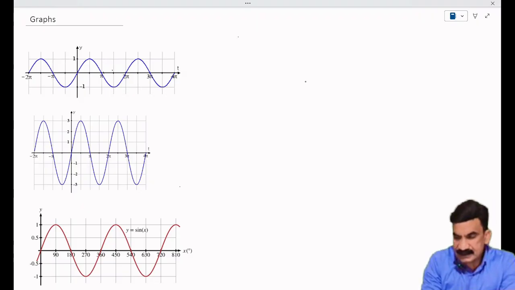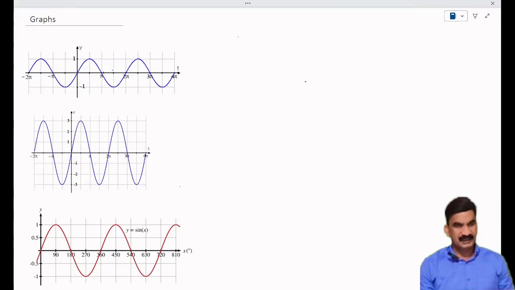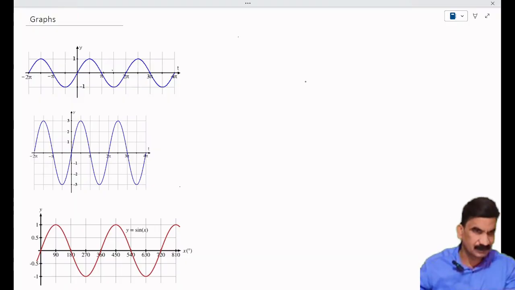Hi all. Let's start with the graphs today, the trigonometric graphs. Now, this is fairly misunderstood, and a lot of children I've interacted with find it difficult to draw the graph. It's extremely simple, more simple than the Cartesian normal graphs that you draw in your geometry. So I'll just take an example.